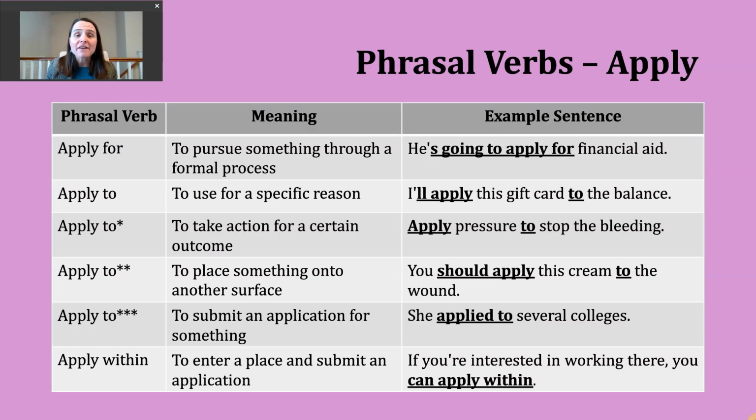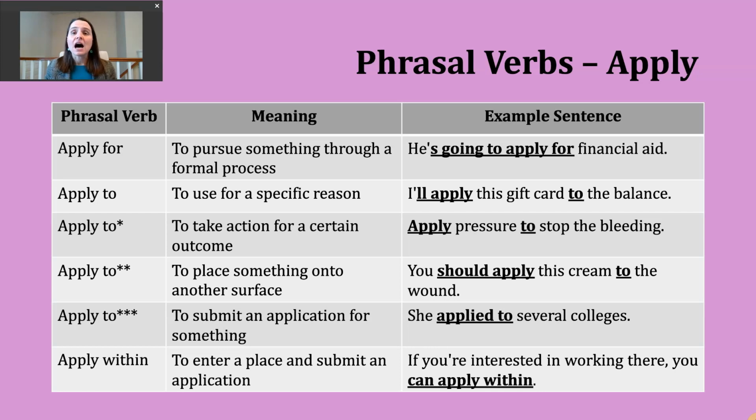Now, I do have a few phrasal verbs for us to look at with the verb apply. The first is apply for. We generally use this when someone is pursuing something through a formal process. So for this, we can think about jobs, colleges, scholarships, right? Many choices here. You can see that in my example. He's going to apply for financial aid.